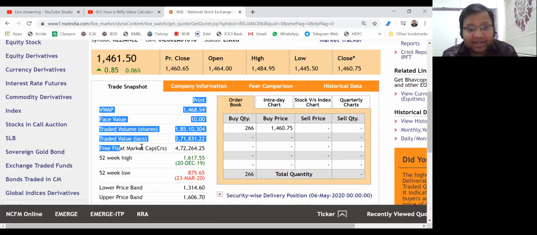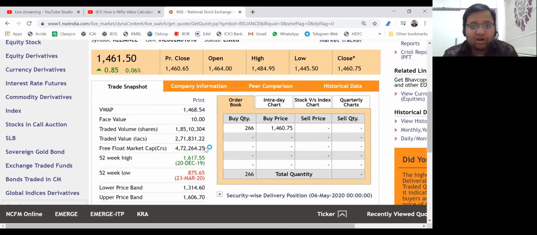but free float market capitalization is 4,72,264. 4,72,000. This is free float. This is not a total. Total market capitalization of Reliance is approximately 8 lakh or more than 8 lakh crores. You have to check out how much.